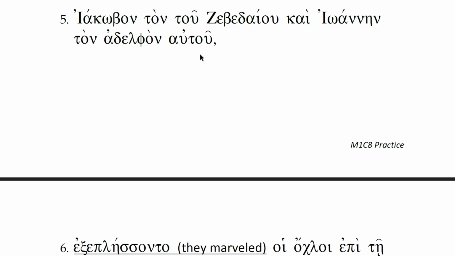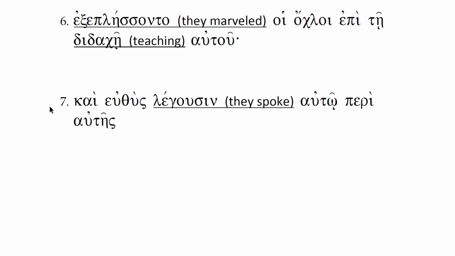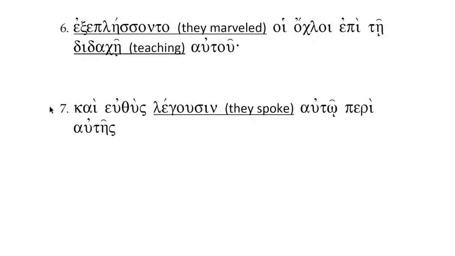So autou here, once again, third person personal pronoun. Hopefully you got that. Number 6, exeplessonto hoi ochloi epi te didache autou. The crowds, here's our subject, our nominative, nominative masculine plural. The crowds marveled at or upon the teaching of him, his teaching. The crowds marveled at his teaching. So autou, once again, third person personal pronoun. This will show up a million times. It's good for you to recognize these.